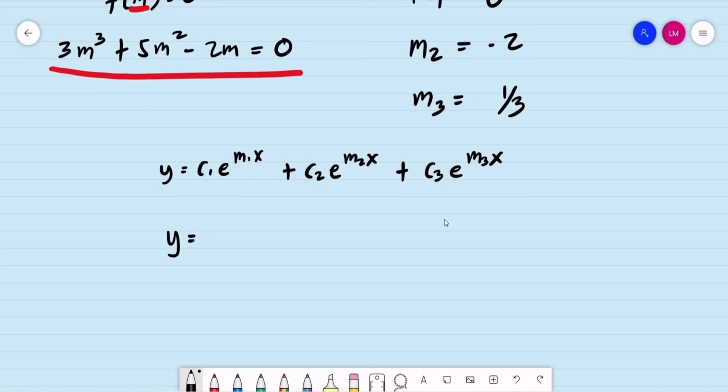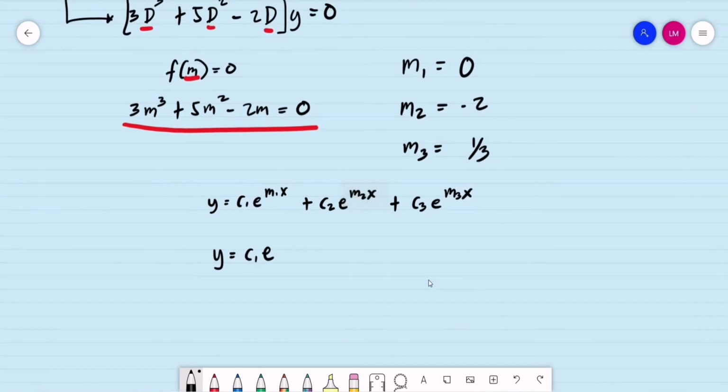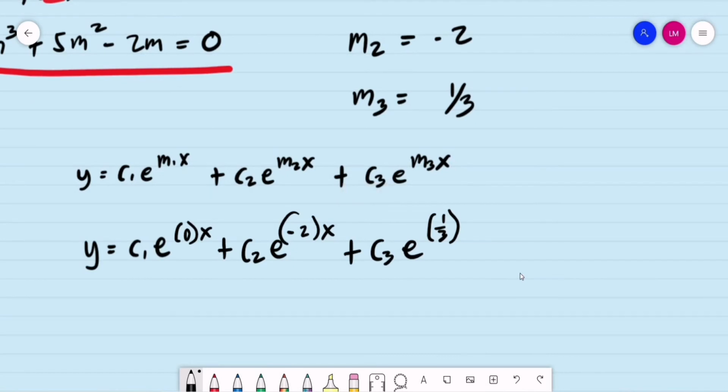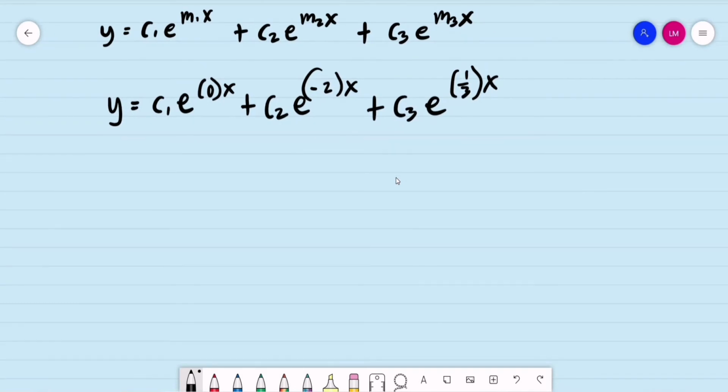We have y is equal to c1 e raised to, our first root is 0, so I place 0 times x, plus c sub 2 e raised to negative 2 times x, plus we have c sub 3 e raised to m sub 3, that is 1/3 multiplied by x. So we are now just to simplify.